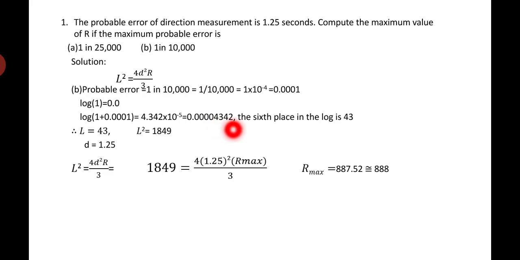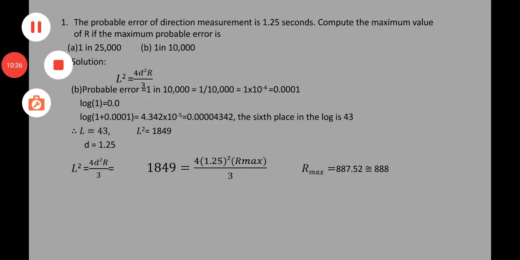Now here for the sixth place you will be having 43, L is equal to 43, L square is equal to 1849, then D is equal to 1.25 that is given in the problem. Then you will have the L square value 1849, 4 into D square, D is 1.25, that is 1.25 square, divided by 3 R max, we don't know, so we are going to get this R max, it is 888. Now this is the problem, very easy and very simple. Only thing is that you should know how to get the sixth place of logarithm. Then if you get that, it will be very easy to understand. This is a very simple problem.